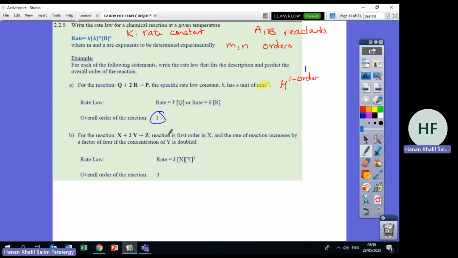The reaction is first order in x. First order in x means I will say x power 1. And the rate of the reaction increases by a factor of 4 if y is doubled. Y is doubled means we put 2 instead of y. The rate will be 4. So what is the power here? 2 power what gives you 4, so y will be power 2. Okay, this is k and this is the rate.